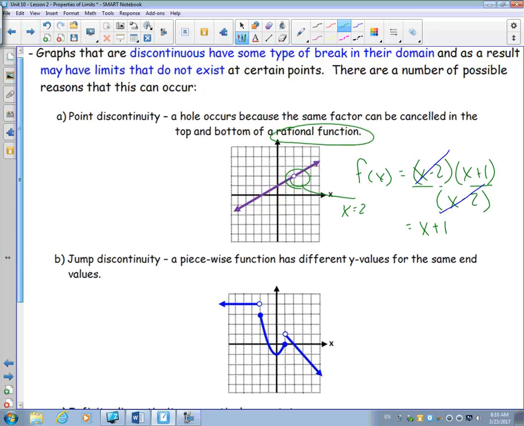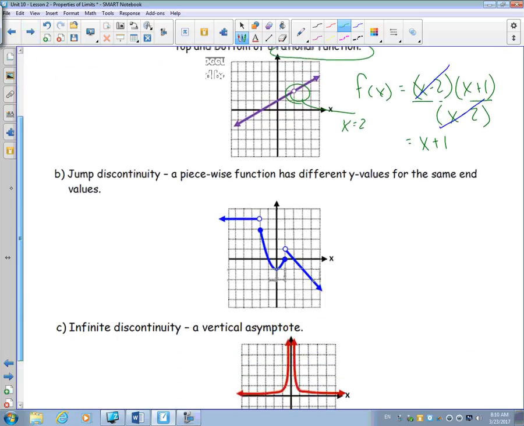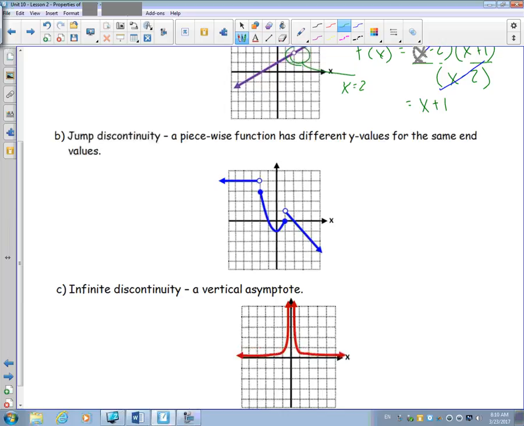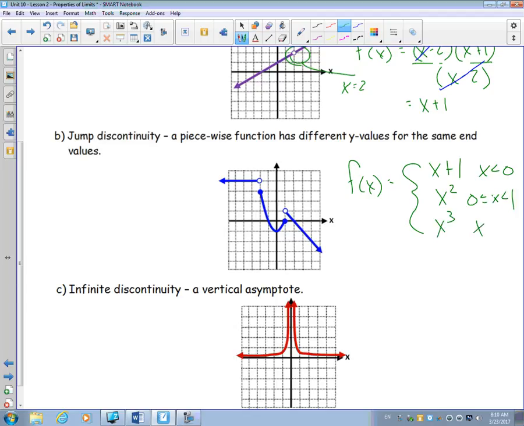The second thing I could have is a jump discontinuity. This is a piecewise function. These are the more obvious looking ones. You can tell it's piecewise because it's made up of pieces. Maybe you have x plus 1 for when x is less than 0. Maybe you have x squared when x is between 0 and, let's say, 1. Maybe it's x cubed when x is greater than 1.